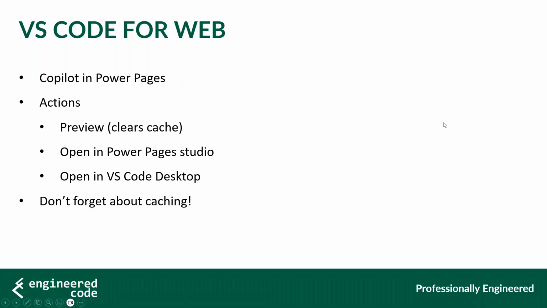So those are the actions that we have in the VS Code for Web. Again, there's the preview, which clears the cache, open in Power Pages Studio, and that easy open in VS Code Desktop option. As I mentioned, don't forget about caching. When you're editing in VS Code, you've got to make sure that you're clearing that cache using the preview button.